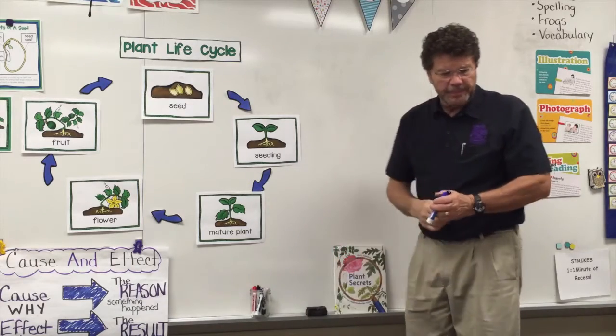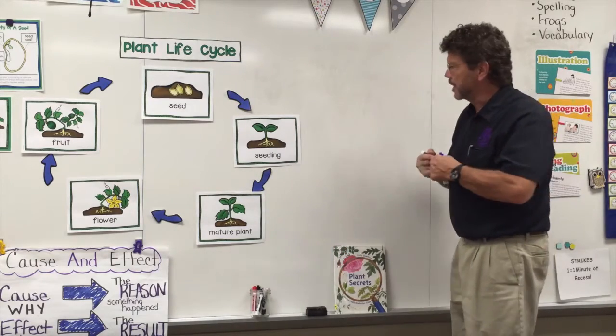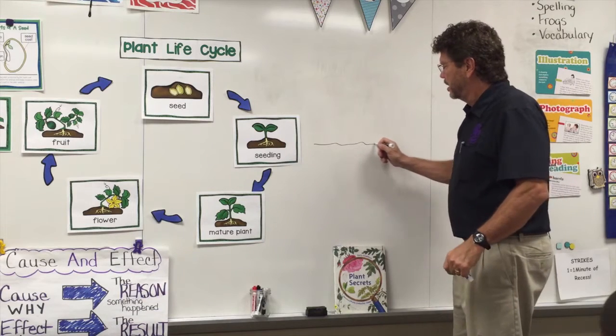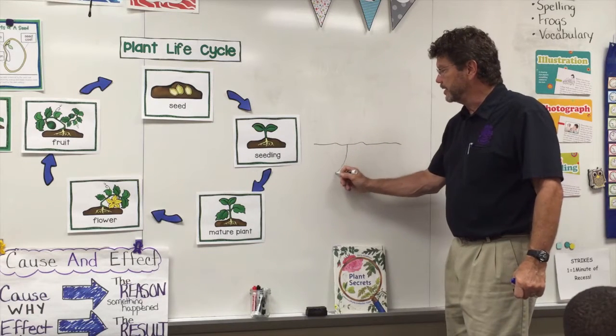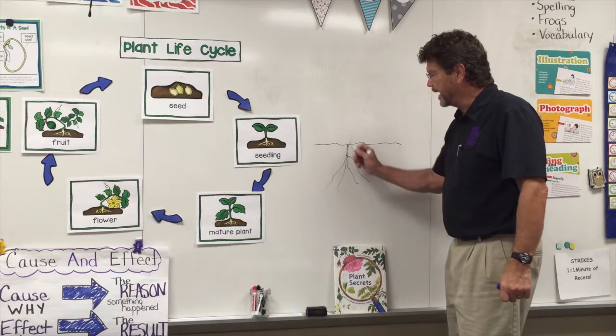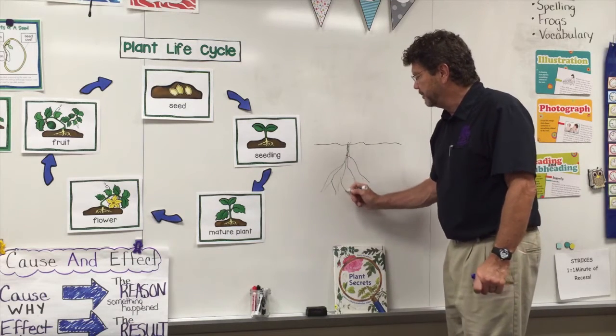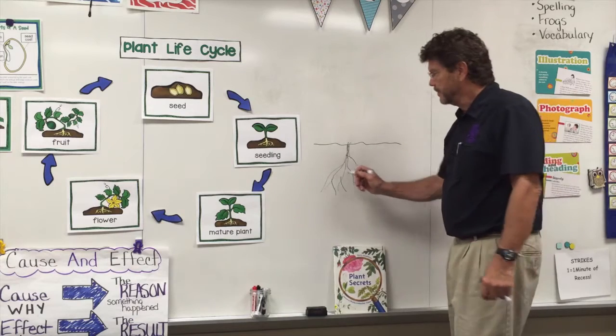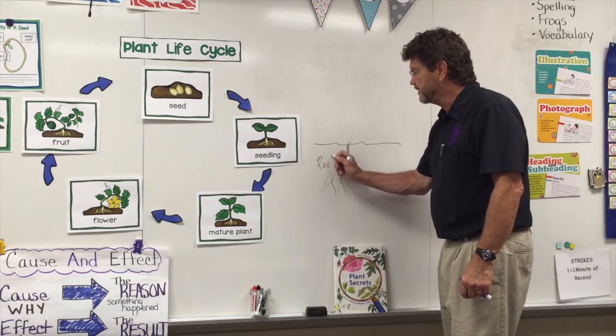So on your paper, here's a typical plant. Okay, let's start with the ground right here. Ready? And what's underground? Roots. Go ahead and label that. And roots can be two types. See this one right here? This type of root is a fiber.